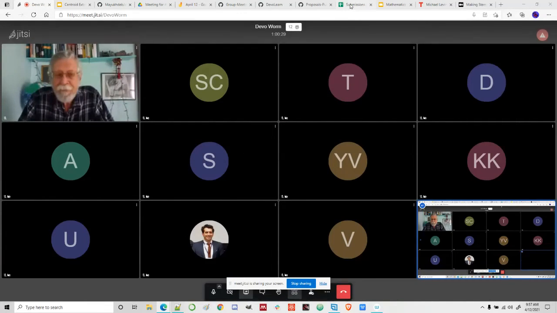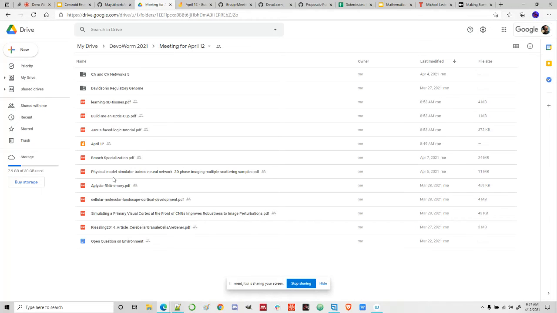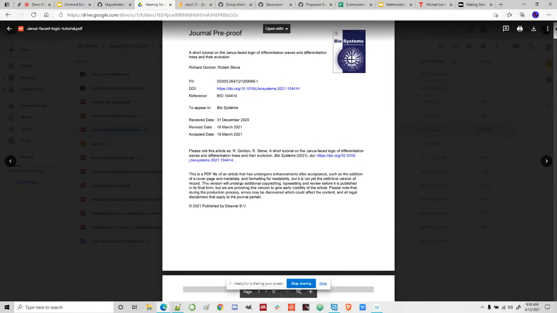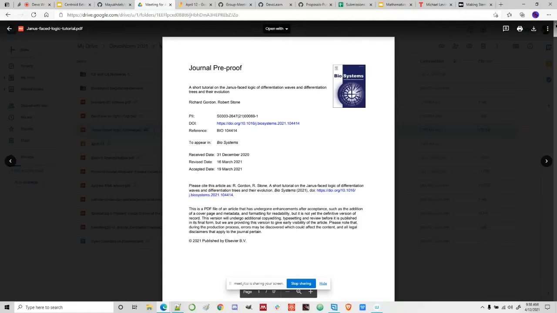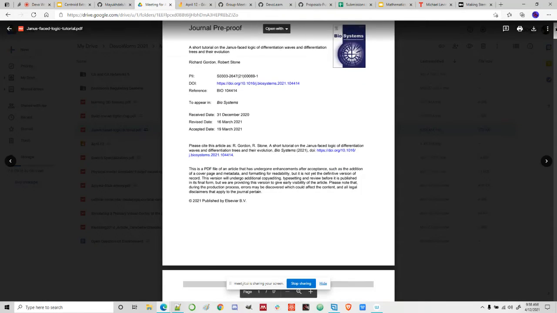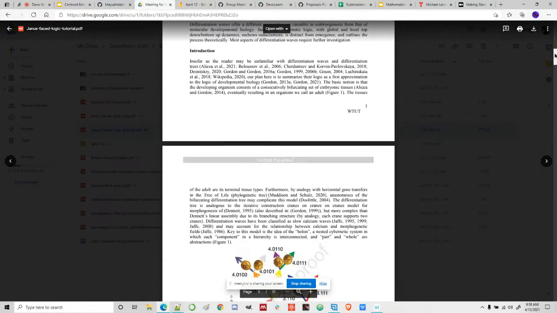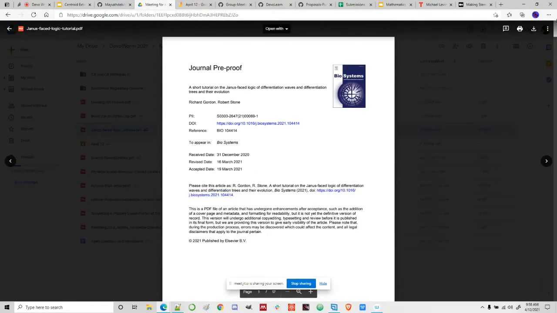And I wanted to show that paper real quick. Let's see if I can find it. So this is a paper in the Biosystems Journal. It's in one of the special issues, this differentiation waves special issue. And this is on something called Janus phase logic. So this is a short tutorial on the Janus phase logic of differentiation waves and differentiation trees and their evolution.